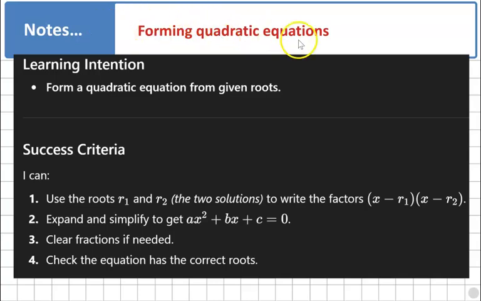Forming quadratic equations. Learning intention: form a quadratic equation from given roots.